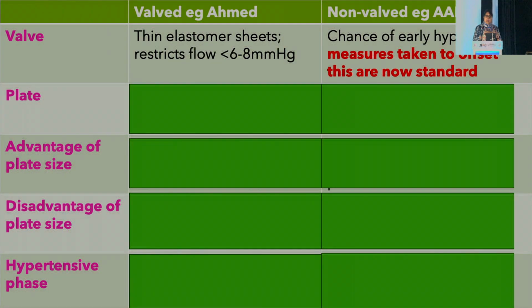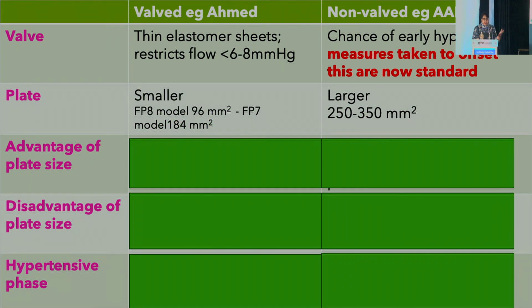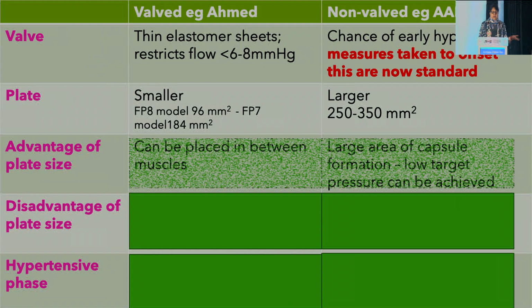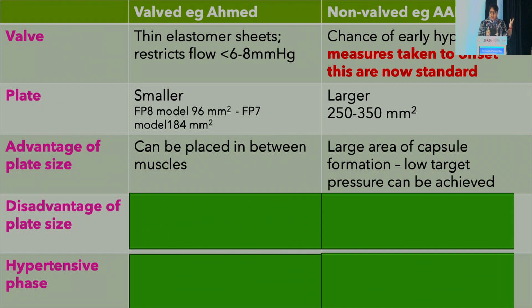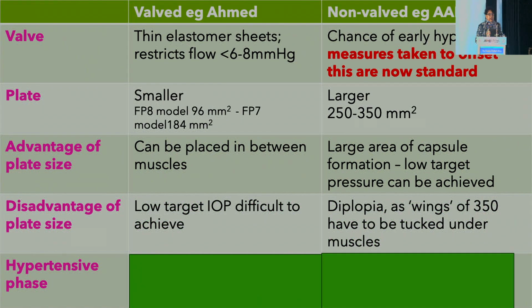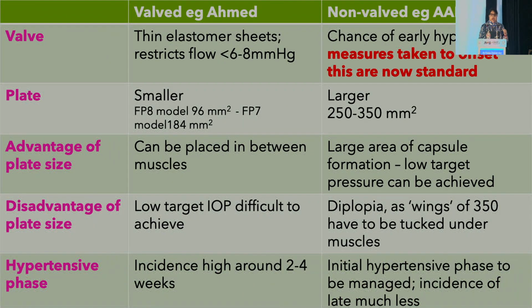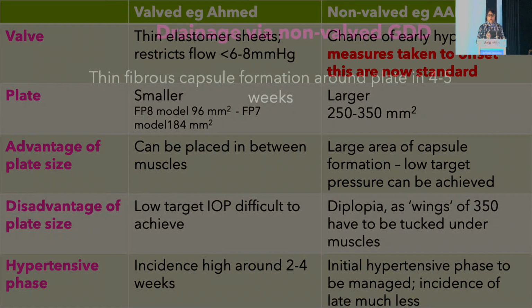Of course, the valved one has a valve. On the other hand, with the non-valved ones, the chance of hypotony is more in the early phase, so you need to use standard means to control hypotony. Plate size is smaller in valved ones. We have already talked about it, and the advantage of that plate size is that it can be placed between muscles, whereas you have to dissect out muscles in the larger plates. The disadvantage of this small plate size is that you cannot achieve a low target IOP. That is not the case with non-valved, and the hypertensive phase kicks in much earlier with the valved.